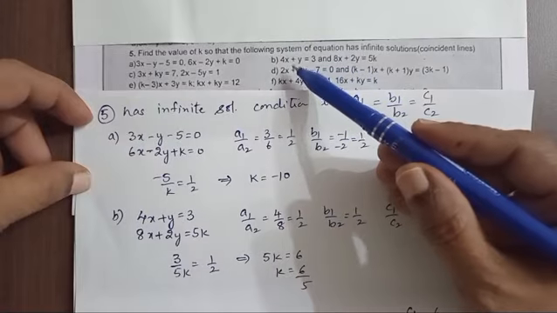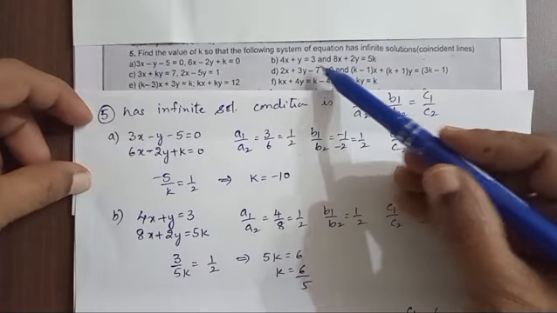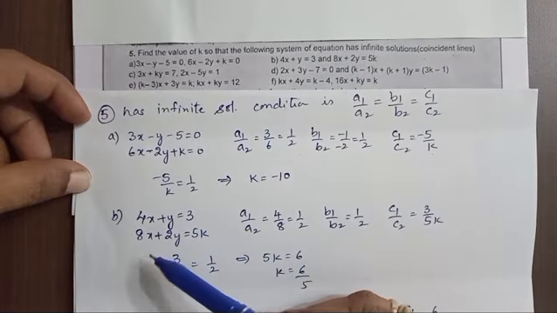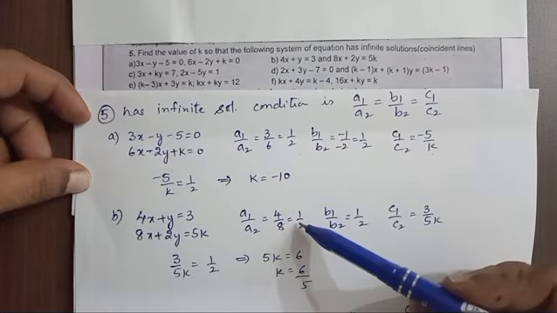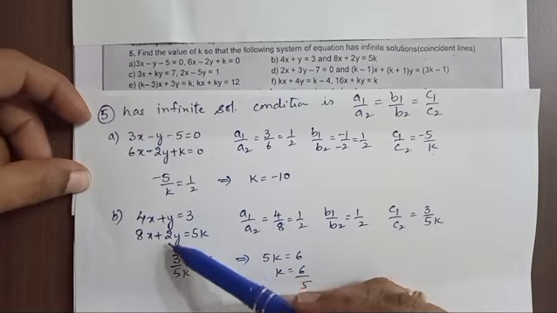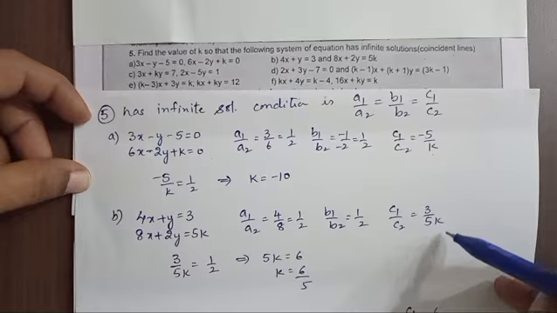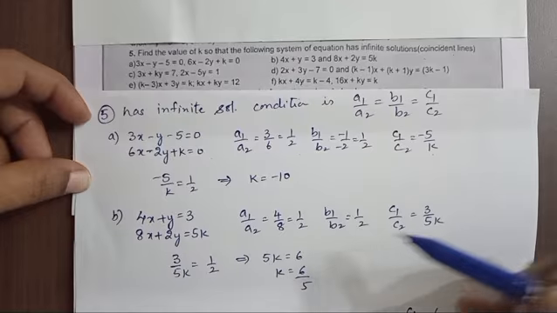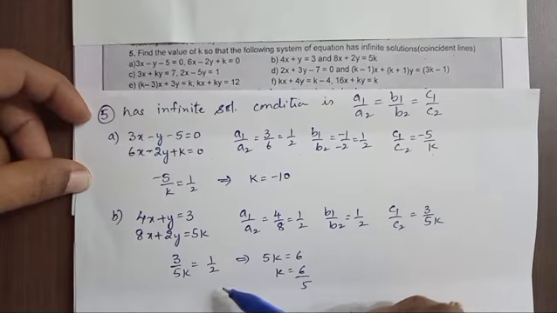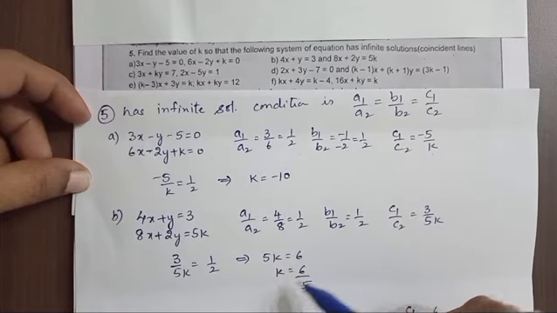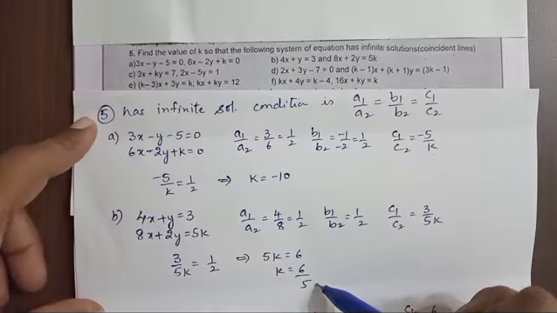Second question, B. 4x plus y is equal to 3. 8x plus 2y is equal to 5k. a1 by a2 is equal to 4 by 8, which is 1 by 2. b1 by b2 is equal to 1 by 2 again. c1 by c2 is 3 by 5k. Hence 3 by 5k should be equal to 1 by 2. Cross multiplying, we get 5k is equal to 6. k is equal to 6 by 5.